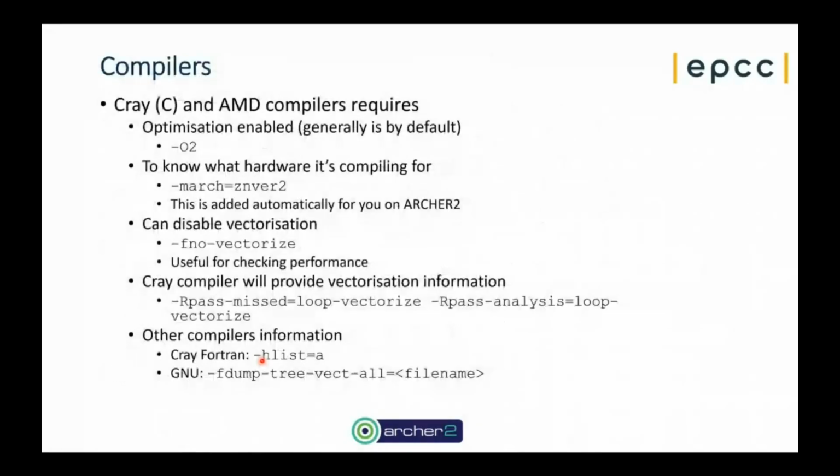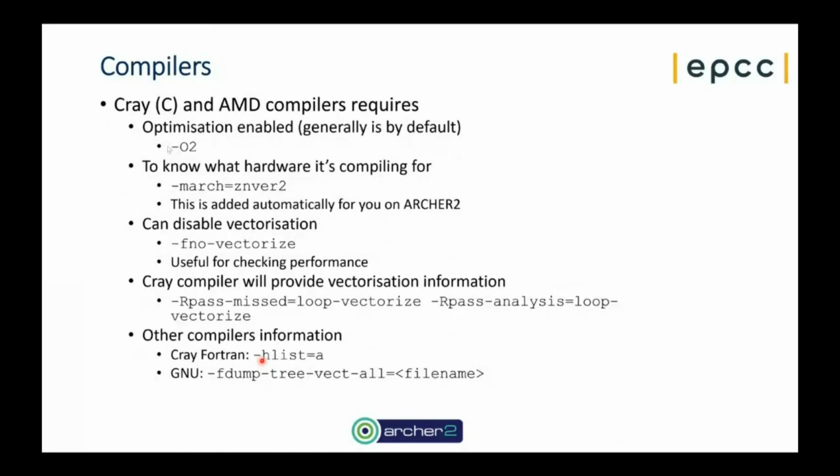Now, from the compiler point of view, what do you need to do to make sure it does vectorization? Well, it depends on which compiler you're using. So for the Cray and the AMD compilers, they will vectorize with the default vectorization. And so march equals zn2.